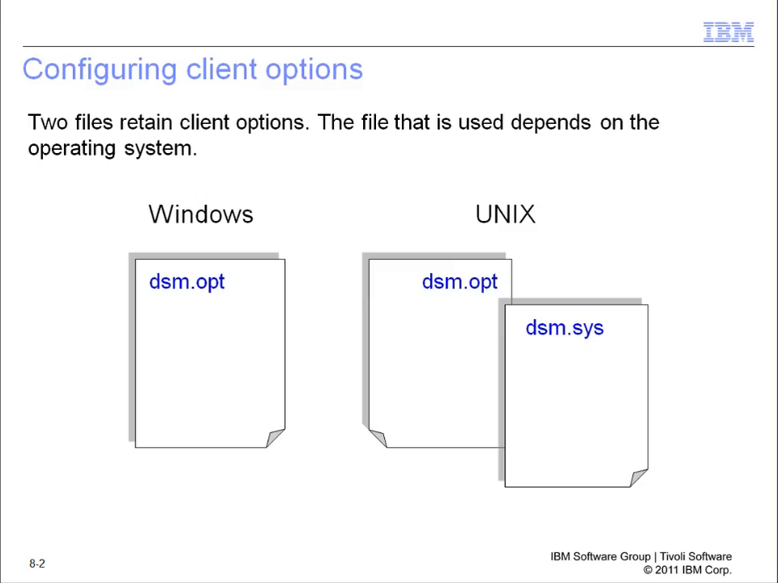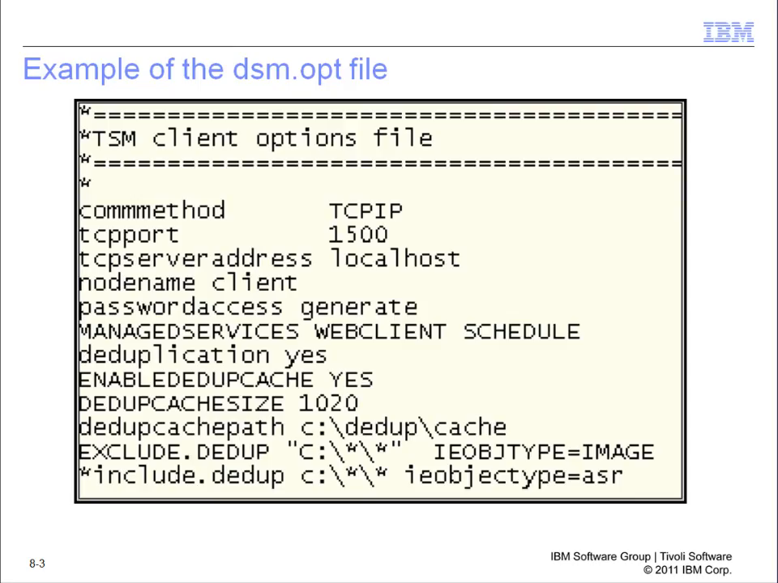Windows has one options file, dsm.opt, which you worked with in Unit 2. Without configuring your dsm.opt file, the client and the server cannot talk to each other. Additionally, with Unix and Linux, we have the dsm.sys file. This is an example of a dsm.opt file.